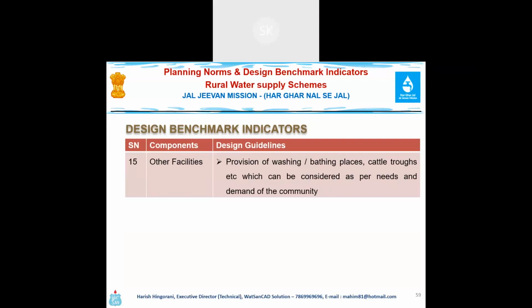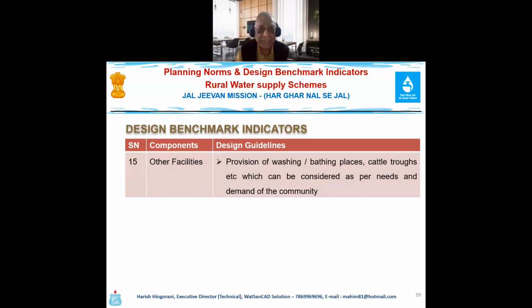Provision of washing and bathing places, cattle troughs, etc. can be considered as per needs. As conceived in the JJM guidelines, it is a decision of the local community while planning the VAP.